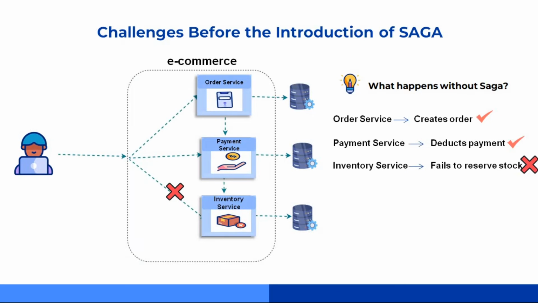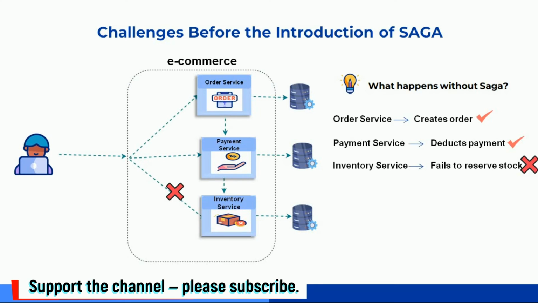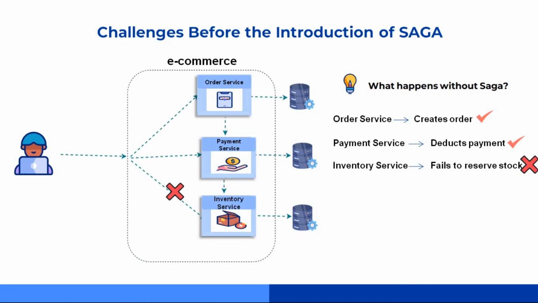Now here's the problem: the order is already created and the payment is already deducted, but stock couldn't be reserved. Without Saga, there's no easy way to roll back all those previous steps across multiple services. And now we've got a serious problem. The order was created, the customer was charged, but the inventory step failed. So basically the user just paid for something that can't even be delivered. This leaves our system in a totally inconsistent state.